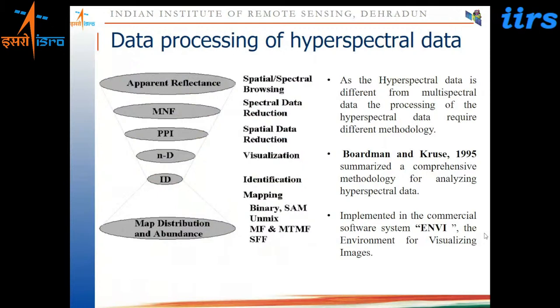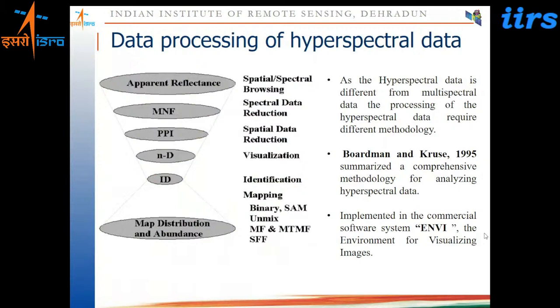First of all, the standard or ideal processing chart, as you can see over here. First of all, the data has to be changed into the apparent reflectance. Then you have to reduce the dimensionality, that is also known as the spectral data reduction. Then the third step is spatial data reduction, that is your PPI. After that, the visualization, you have to visualize the data set in n-dimensional space. And then finally, after visualizing it in the different dimensions, you have to identify the end members, and then you have to classify them, or map the minerals.